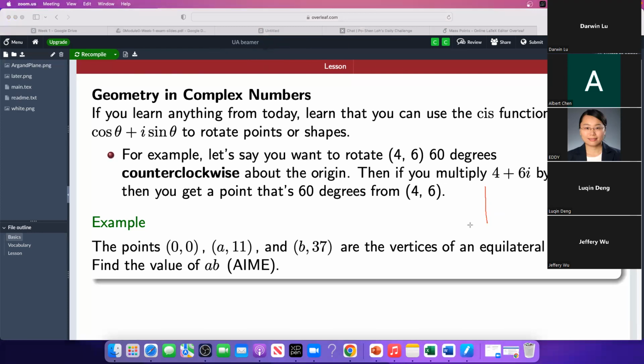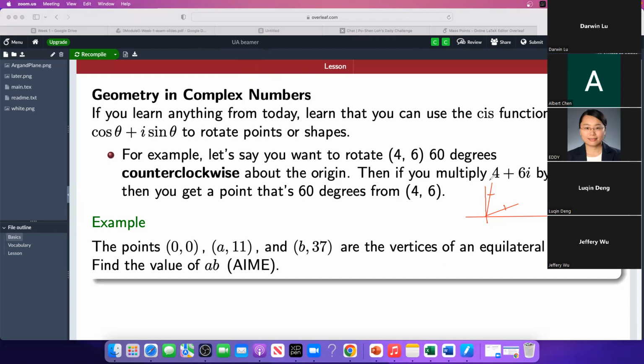But you have a point that's like here. It's gonna rotate 60 when you multiply by cis 60. It's gonna rotate 60 degrees. But notice that the length still stays the same. Like these lengths are gonna still be the same.